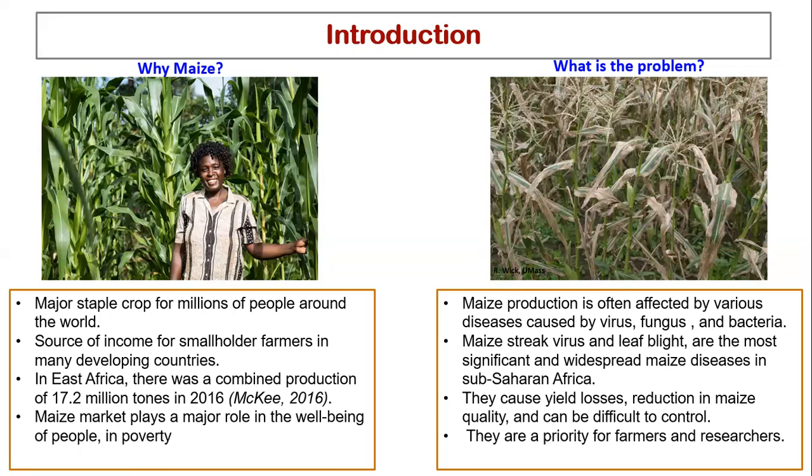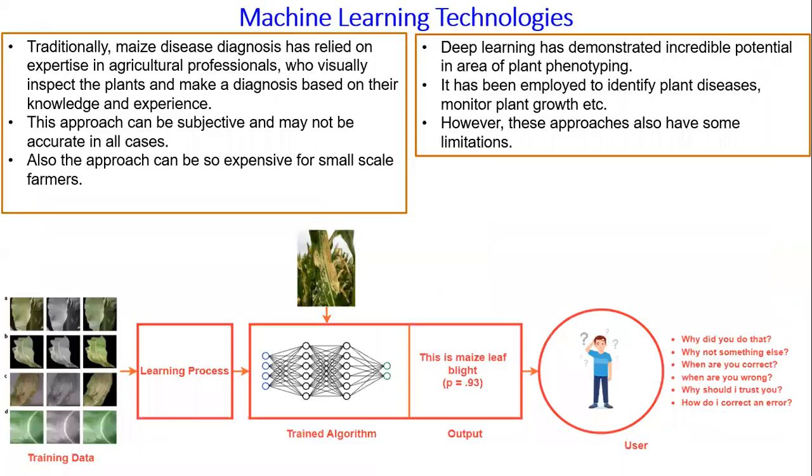Of course, there are other factors that affect maize production, and we are not going to be looking at all of them, but we shall look at maize streak and leaf blight because they are considered the most significant that affect maize production. And also they cause yield losses and reduction in maize quality and can be difficult to control. So they are considered a number one priority to farmers and researchers within the region.